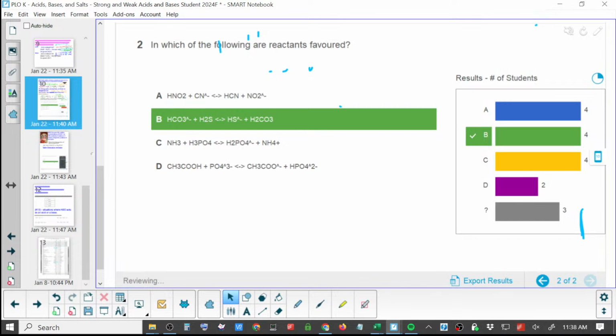You mean reactants? No, we want reactants favored, so we want the strongest acid on the product side. So that makes the reactants favored.